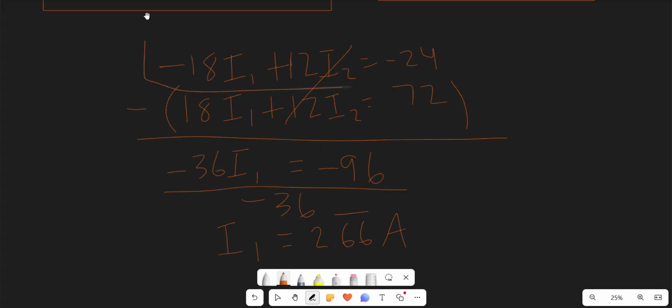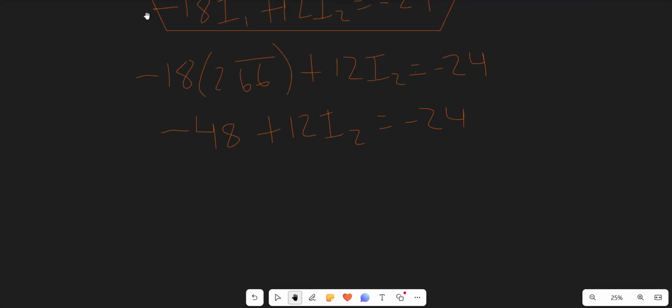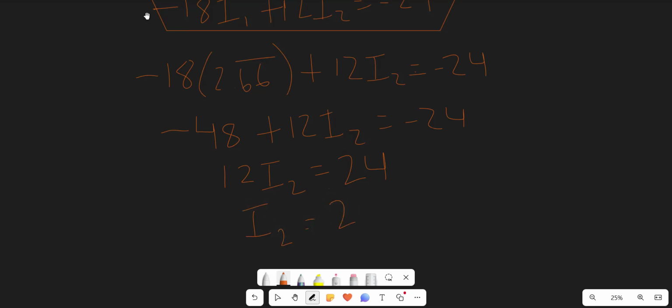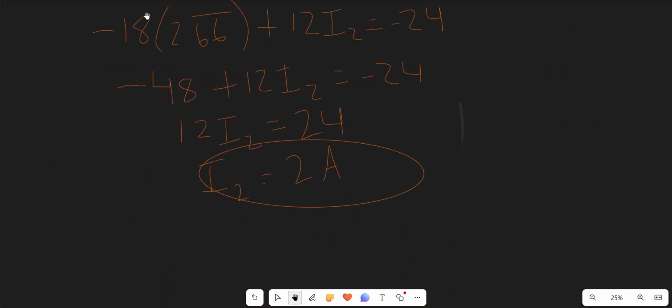So let's use this equation right here. So that's going to be negative 18 times 2.6 repeating plus 12 I2 is equal to negative 24. So negative 18 times 2.6 repeating is negative 48 plus 12 I2 is equal to negative 24. And then if we add 48 to both sides, that's going to leave us with 12 I2 is equal to negative 24 plus 48, which is 24. Now divide both sides by 12, we're going to get I2 is equal to 2 amps. So now that we have I1 and I2, we basically have solved the entire puzzle. So let's take our original circuit and then plug in these values and see if they make sense.